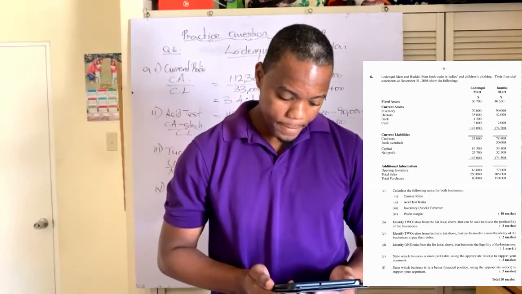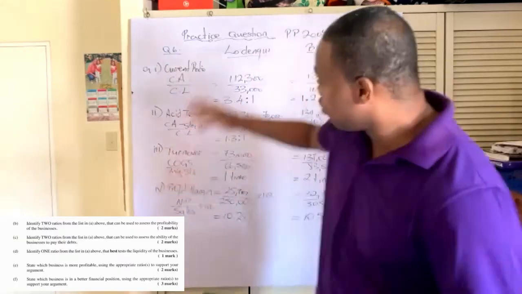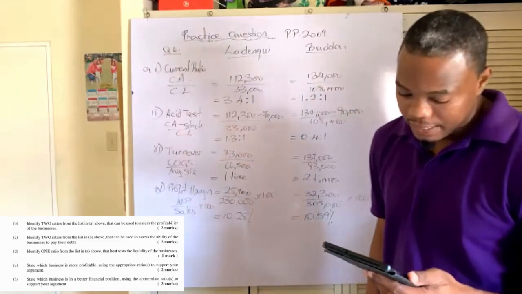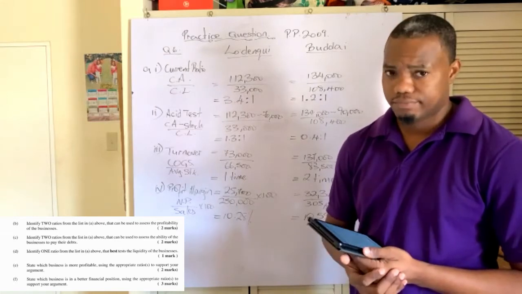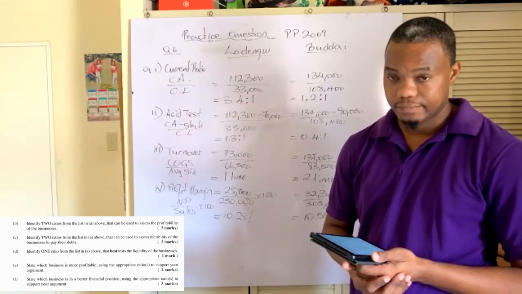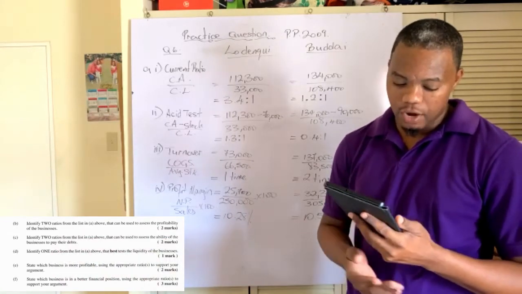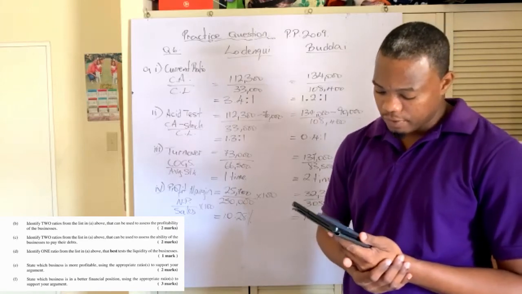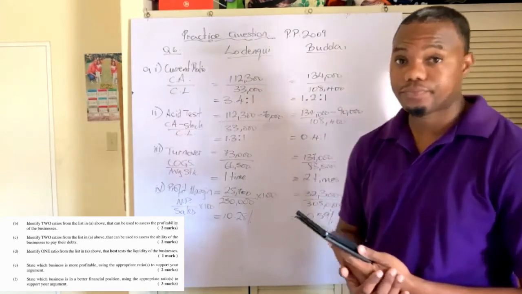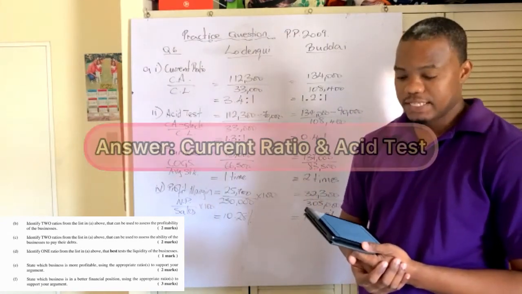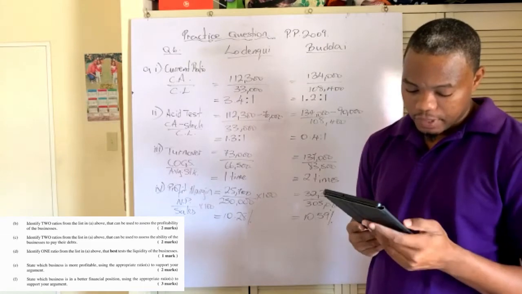So the first one, B, it says identify 2 ratios from the list above that can be used to assess the profitability of the business. That's easy. Which one? Excellent. Very good. C now. Identify 2 ratios from the list above that can be used to assess the ability of the business to pay their debts. That's easy again. You're asking about the liquidity ratios. Excellent. Very good.